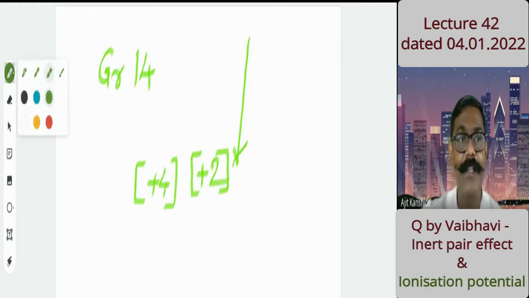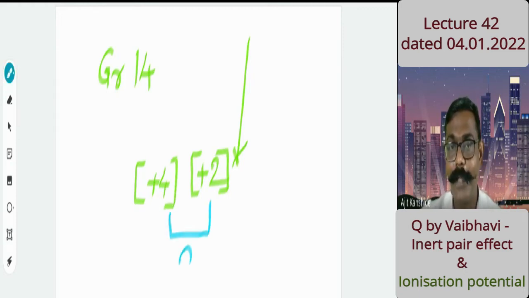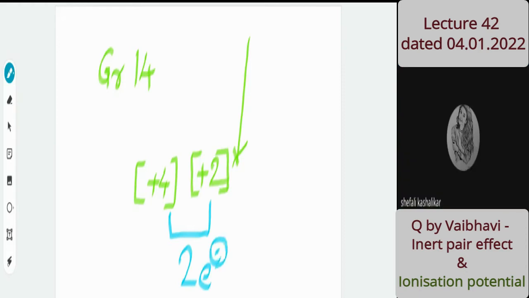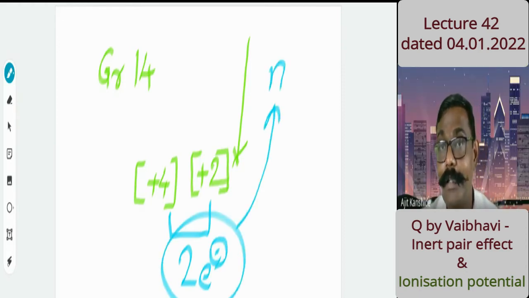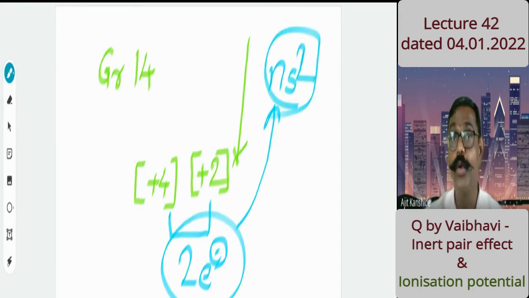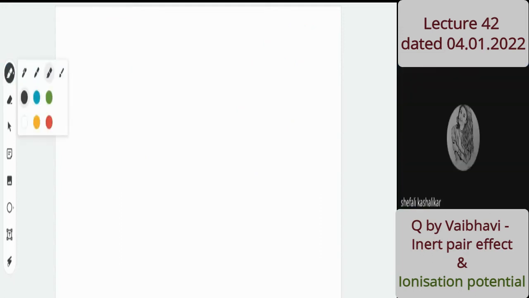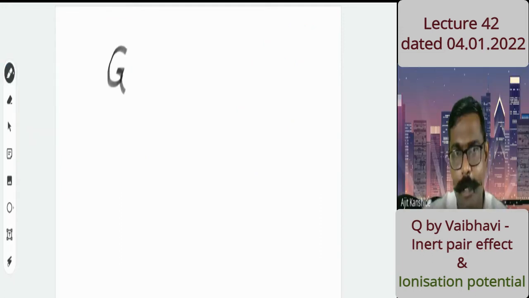See the difference here. How many electrons are differing? Two electrons. Those two electrons are present in the inner s orbital, so ns2. That's the inert pair phenomenon. Are you following? Yes, sir.